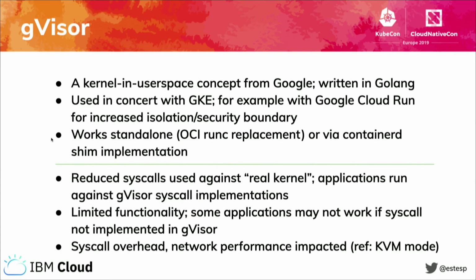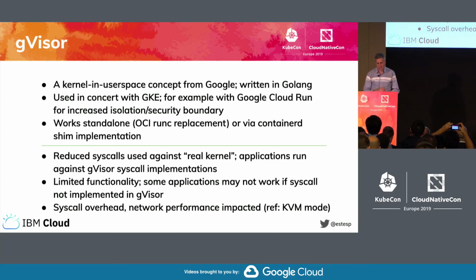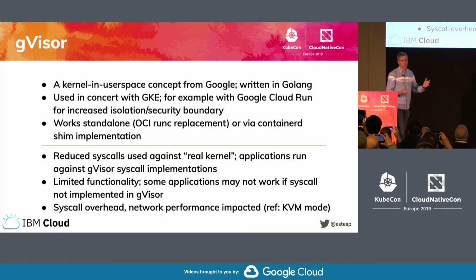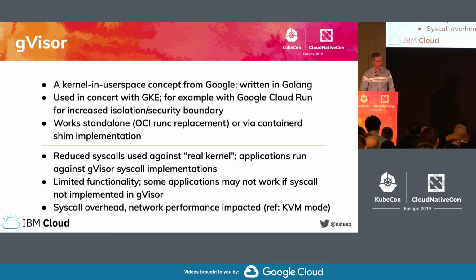Again, there's a lot of information out there about gVisor. It's using this kernel-written-in-user-space concept. It's written in Golang. If you've heard of Google Cloud Run, it's actually using gVisor as the isolation security boundary. You can use it standalone as an OCI replacement, and they have the shim that we just demonstrated. They're reducing syscalls that use the real host kernel, and your application is being routed through their user space kernel.